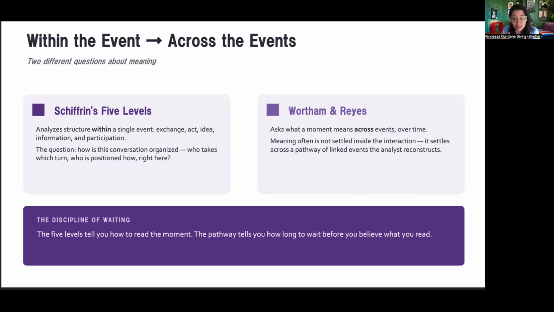That restraint is not caution for its own sake. It is the method. The discipline of cross-event analysis is the discipline of waiting for the pattern to become robust before you trust it. The 5 levels tell you how to read the moment. The pathway tells you how long to wait before you believe what you read.